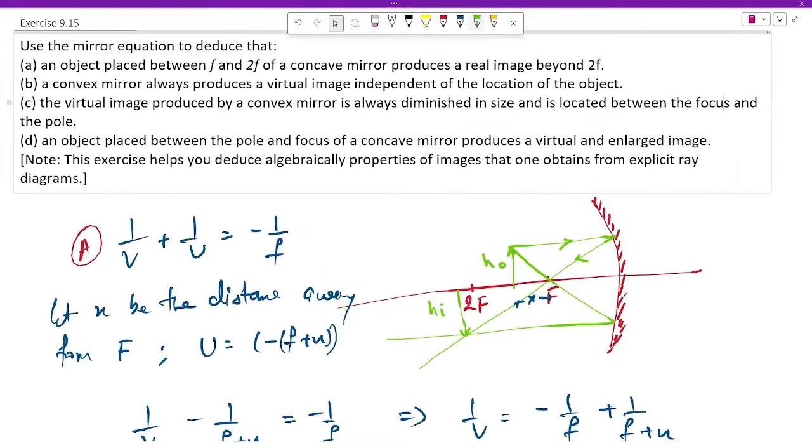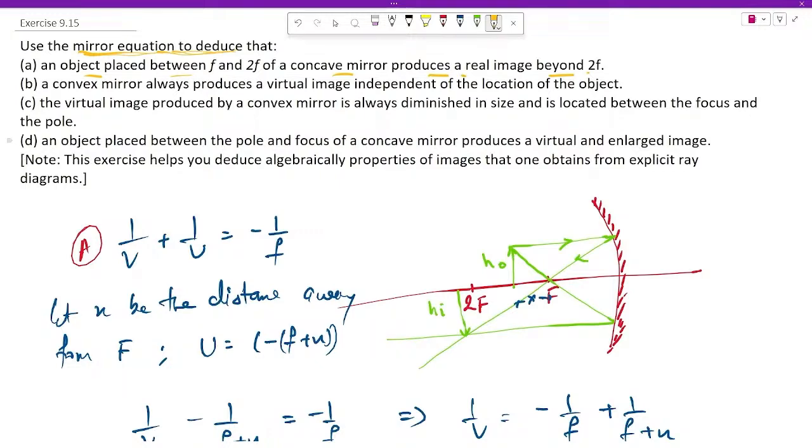The question says that use the mirror equation to deduce that an object placed between f and 2f of a concave mirror produces a real image beyond 2f. Now there are four similar given questions, and in each question we have to use the mirror equation to deduce the following statements. So let's continue one by one.